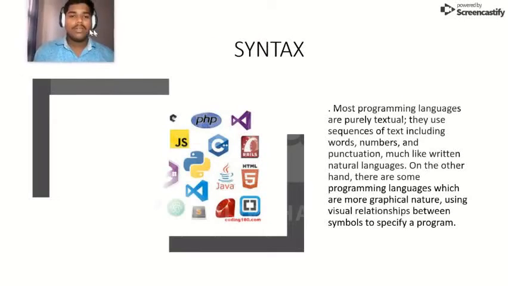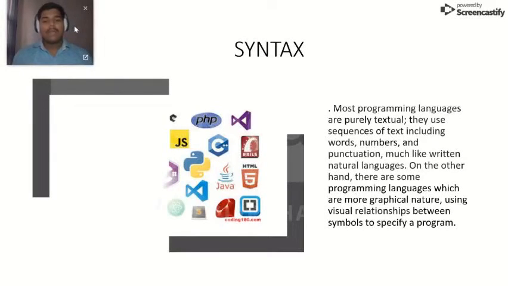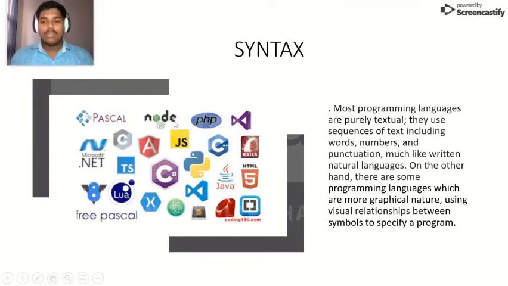Syntax. The most important thing in a programming language is syntax. Most programming languages are purely textual. They use sequences of text including words, numbers, and punctuation, much like written natural languages. On the other hand, there are some programming languages which are graphical in nature, using visual interpretations between symbols to specify a program.